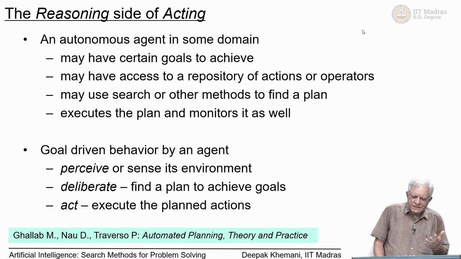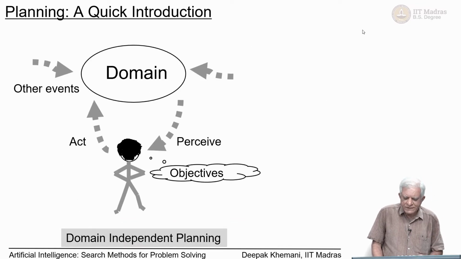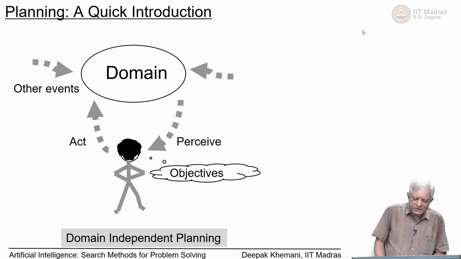So, an autonomous agent in some domain may have certain goals to achieve, may have access to a repository of actions or operators, may use search or other methods to find a plan, and executes the plan and monitors it as well. The goal driven behavior of an agent is to perceive or sense its environment, deliberate, find a plan to achieve goals and act, execute the planned actions. We have seen this diagram earlier and this is what we will talk about in a little bit more detail.